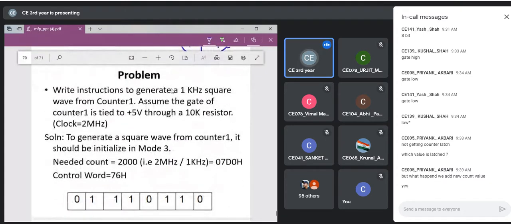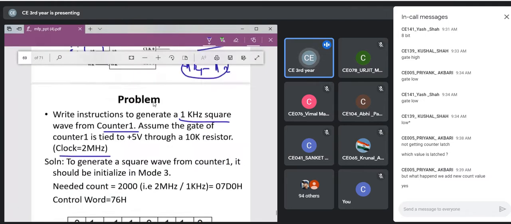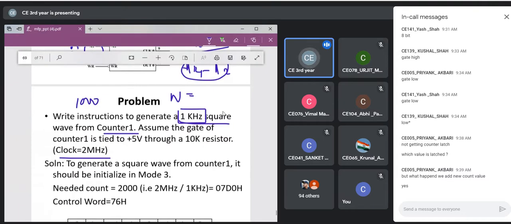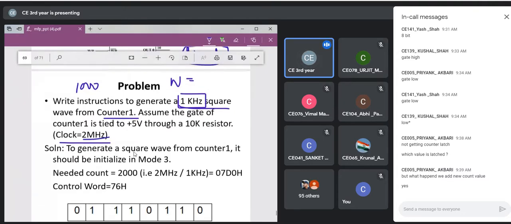What is the next question? Generate a 1 kilohertz square wave from counter 1, right? And the clock is given as 2 megahertz. So first of all, you have to decide what your count should be. If you want to generate 1 kilohertz, that means 1000 pulses in 1 second you must have. You must have 1000 pulses and your clock is 2 megahertz. What should be your count?